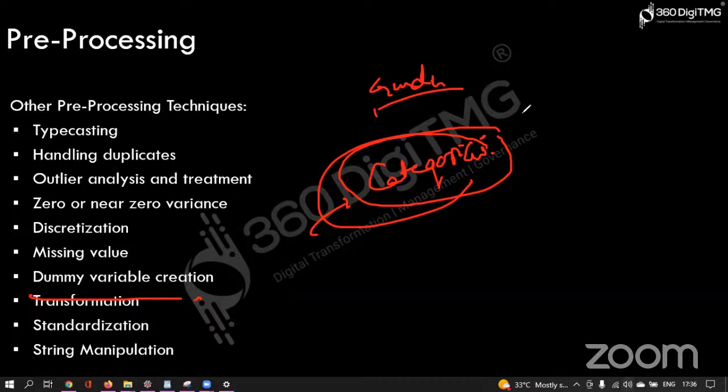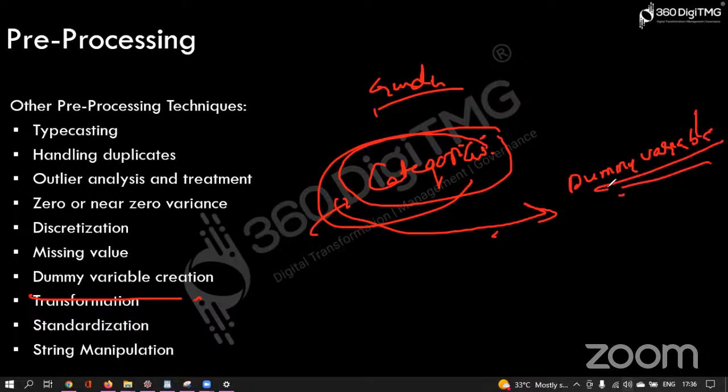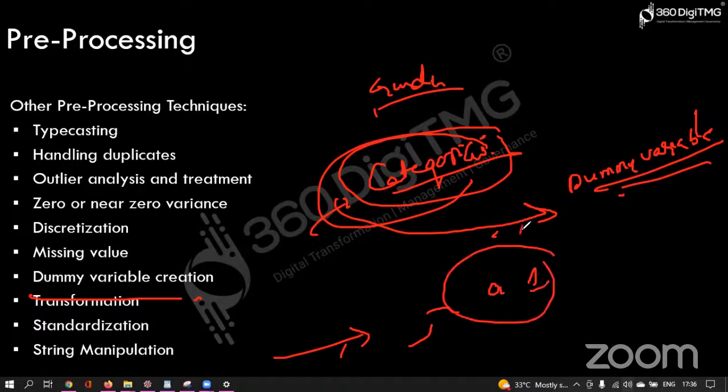To avoid that, we'll simply convert those categorical values by dummy variable creation. In dummy variable creation, we simply convert whatever alphabetical values we have into zeros and ones. In zeros and ones, we'll call it a dummy variable. In that dummy variable, we'll have different types.